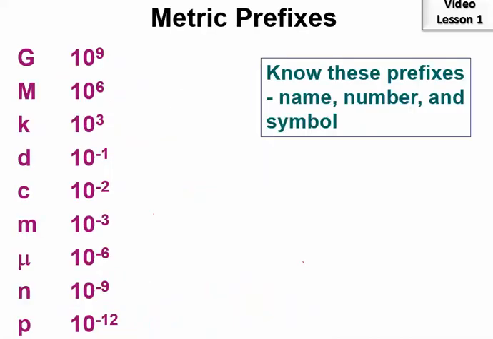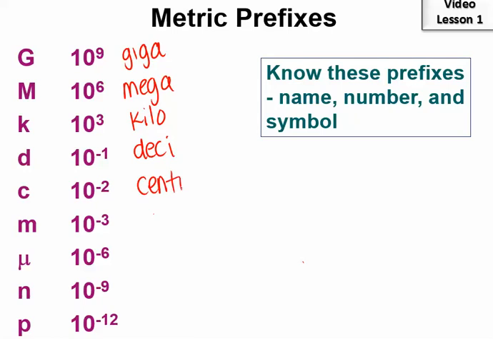We also need to know some of these prefixes that go with the base units. The capital G means giga, which means a billion. The capital M means mega, which means 1 million. The K, of course, is kilo, which means 1,000. D is deci, which means 1/10, sorry. And C is centi, which means 1/100th. M is milli, which means 1/1,000th.